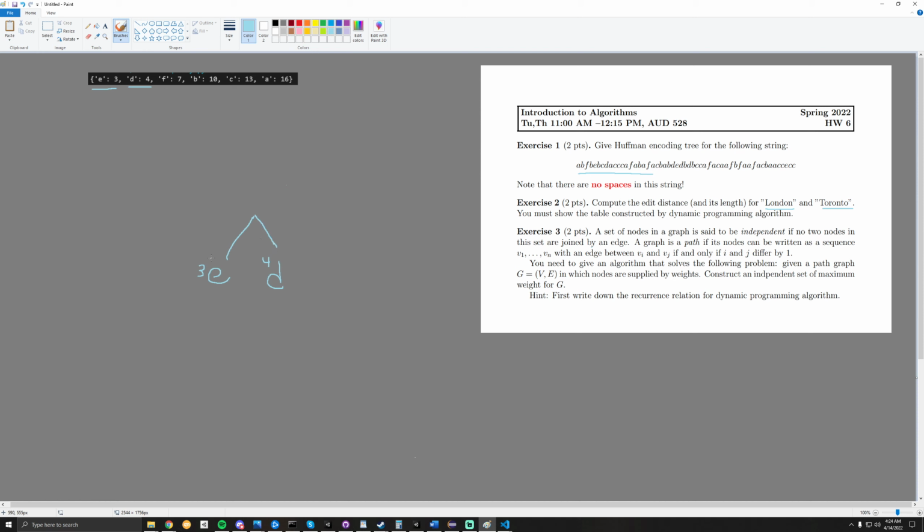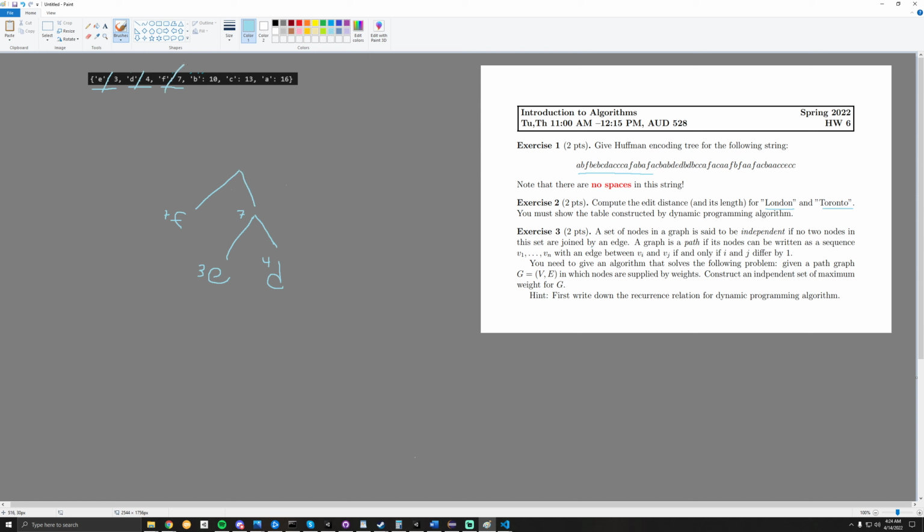And so 3 and 4 are our 2 lowest, and when we combine them, we get a total of 7. Now we look at what our lowest is left over. So we've used E and we've used D, and we've got a 7 of their combination, a 7 for F, and a 10 for B. The 2 7s are the lowest right now, so I'll go ahead and throw F down here with 7, and it will combine with this tree.